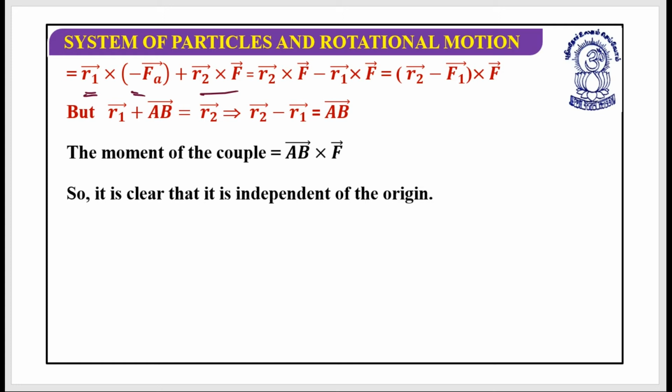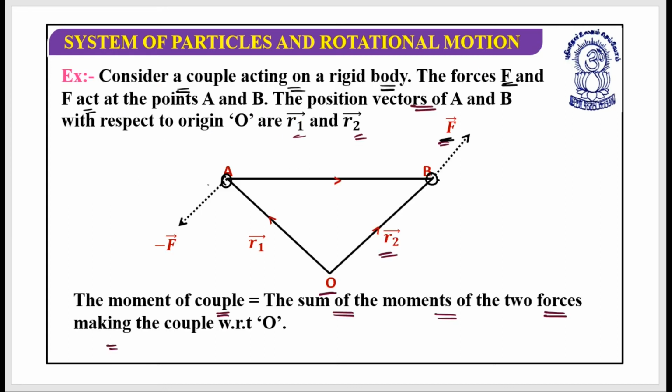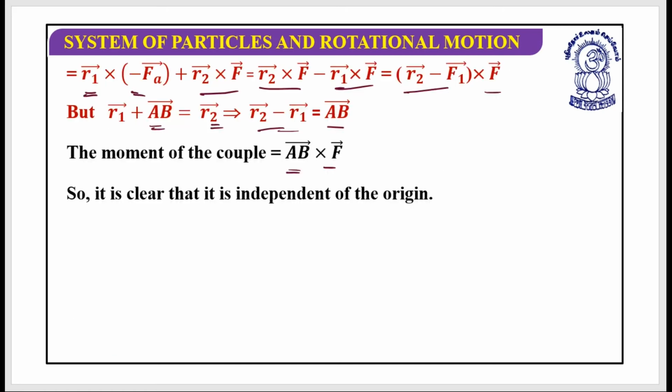So this could be written as R2 cross F minus R1 cross F, or I should say (R2 minus R1) cross F. When I write cross F, that means they are by default perpendicular, but R1 plus AB is equal to R2 and R2 minus R1 is equal to AB. Thus the moment of couple is equal to AB cross F. Yes, this is the perpendicular distance at which the force is acting. So it is clear that it is independent of the origin.